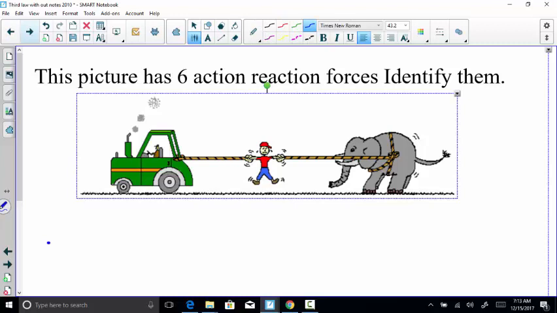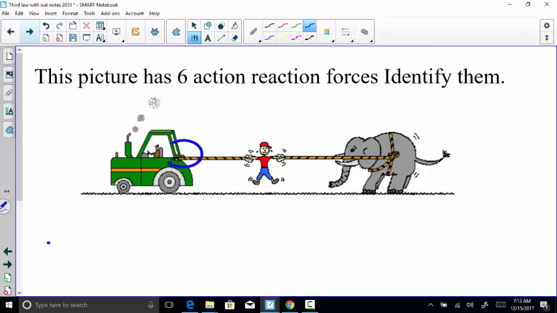Okay, the first ones are kind of easy. There's one right here where there's the force of the tractor on the rope and the rope on the tractor. There's one right here, where there's the force of the guy on the rope and the rope on the guy. There's another one here, same force, and then there's another one here. So those are 4 obvious forces.